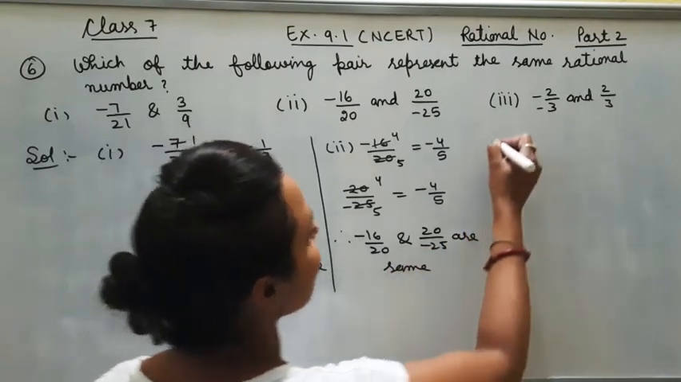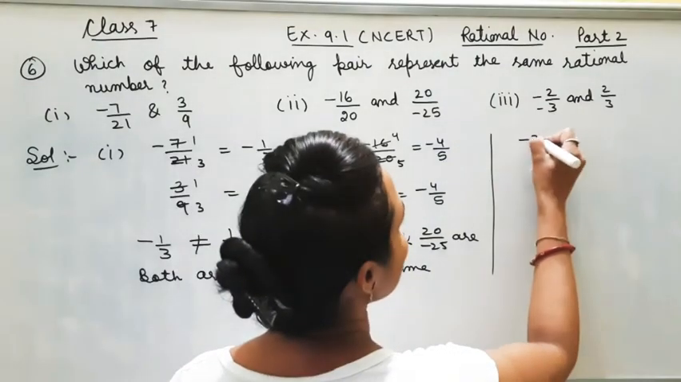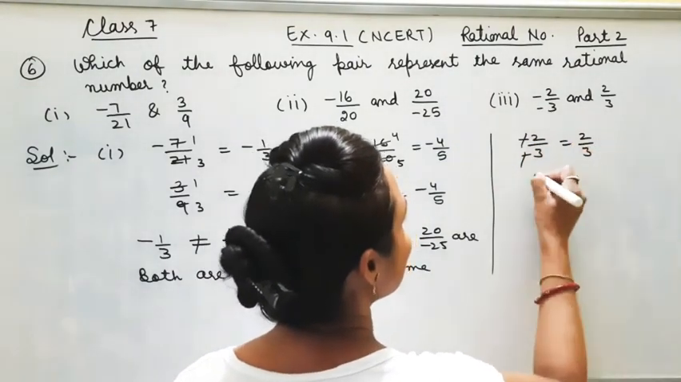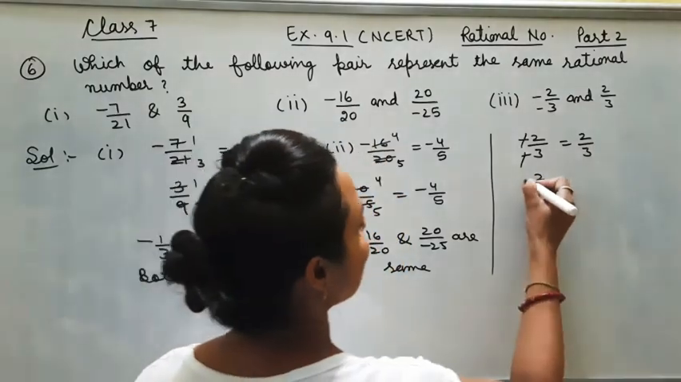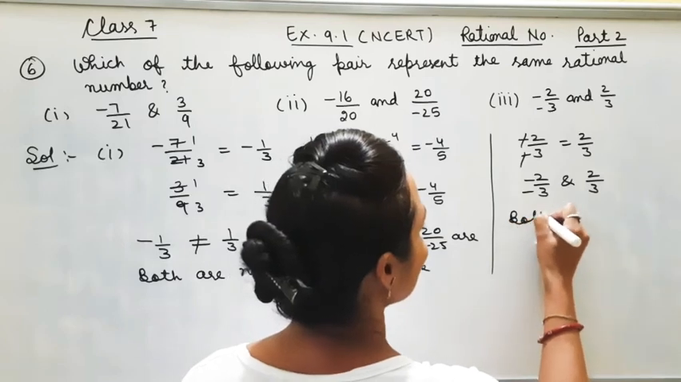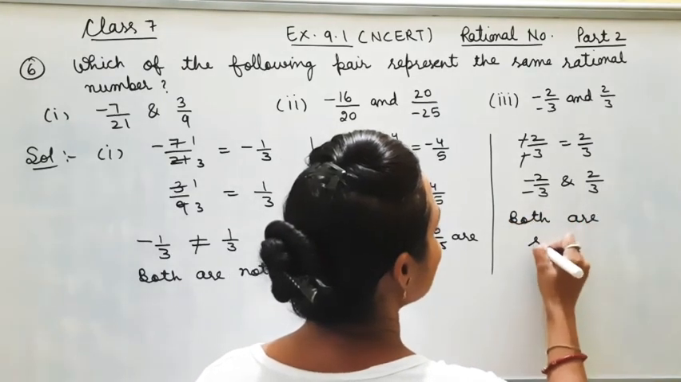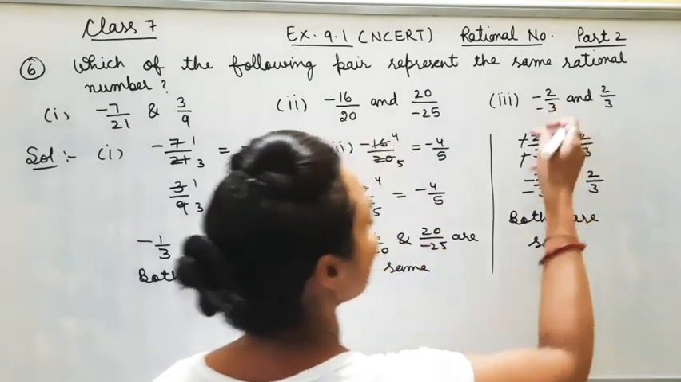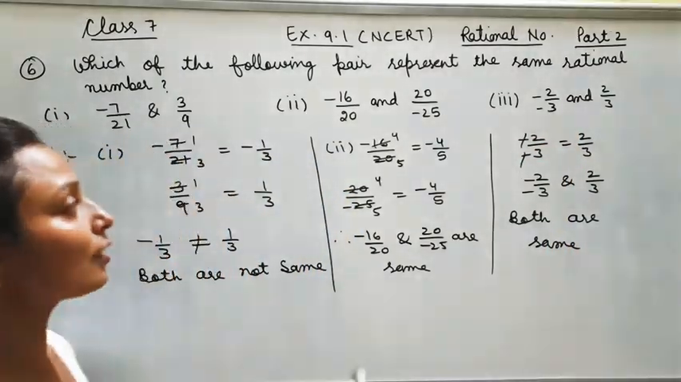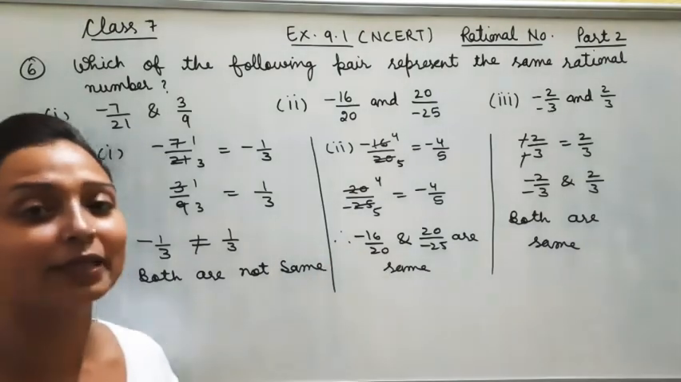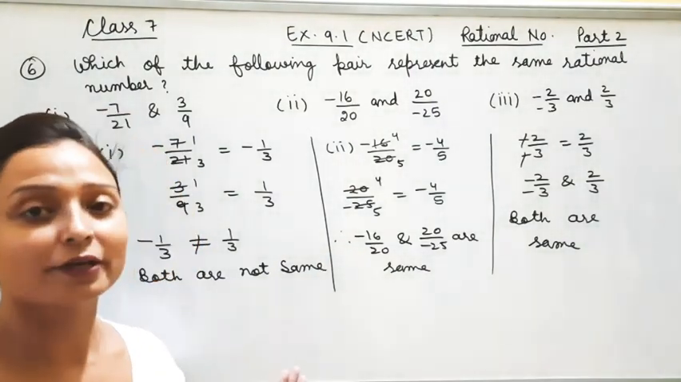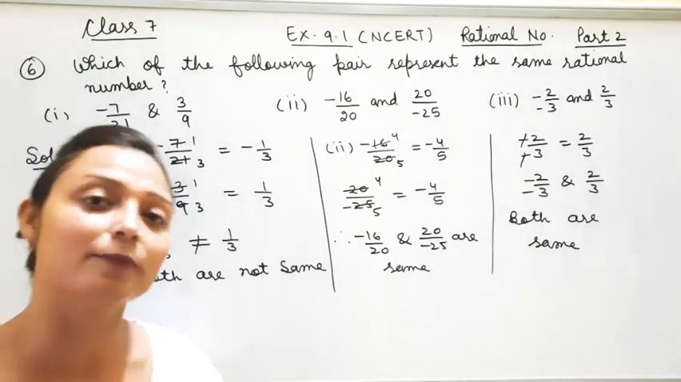Okay, now come to the third part. The third part is minus 2 by 3. This and this will cancel. This is 2 by 3 and 2 by 3, minus 2 by 3 and 2 by 3. Both are the same. Only the negative sign is different. So we can cancel these two signs and both are the same. To convert into the simplest form, we can easily check whether these are equal rational numbers or not. Okay, now come to the next question.